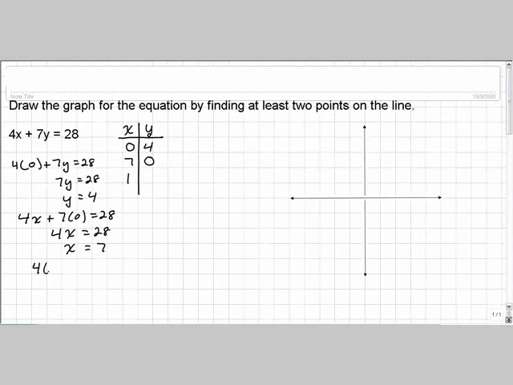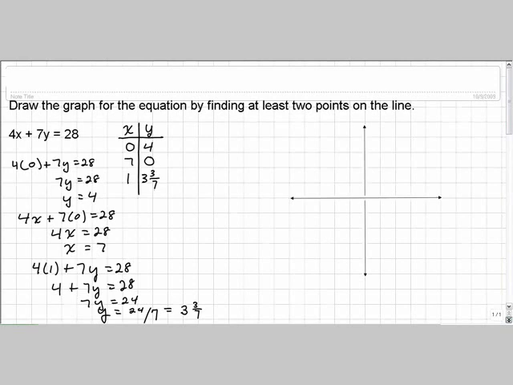4 times 1 plus 7y is equal to 28. 4 plus 7y equals 28. Subtracting 4, 7y is equal to 24. And then dividing by 7, y is equal to 24 over 7. It doesn't go in evenly, so I'll make it into a mixed number so it might be a little bit easier to graph. So 7 goes into 24 3 times with 3 left over. So this will be 3 and 3/7.